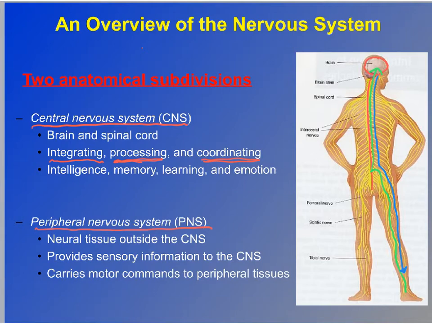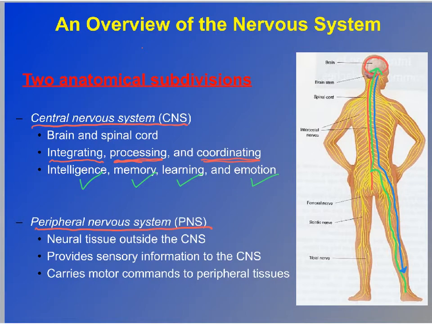Now, more specifically within the brain, we've got a number of centers or a number of regions in the brain that are responsible for human intelligence. That's debatable. Memory, where we store certain memories of events or feelings. Certain centers in the brain allow for learning, and other centers allow for emotion.